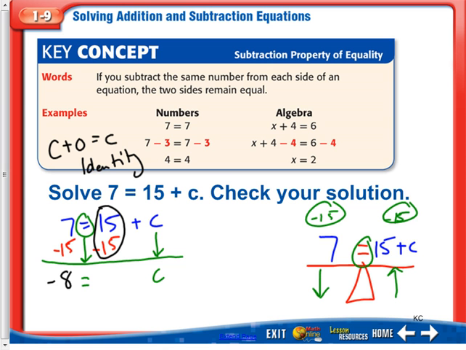So what we can do to check this, obviously we want to be able to check all of our problems. You can plug this in your calculator and actually check. It's 15 plus negative 8. When you plug that in your calculator, you're going to get 7. So that proves that we checked our answer.